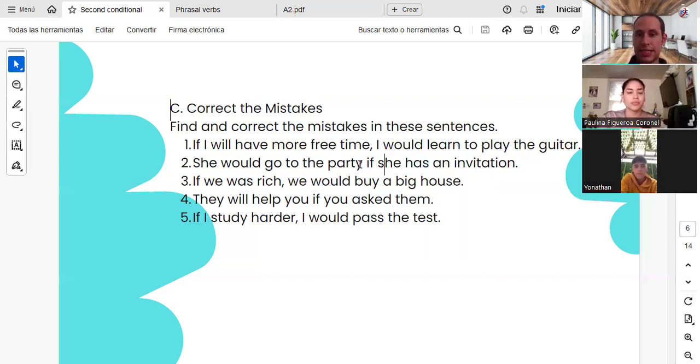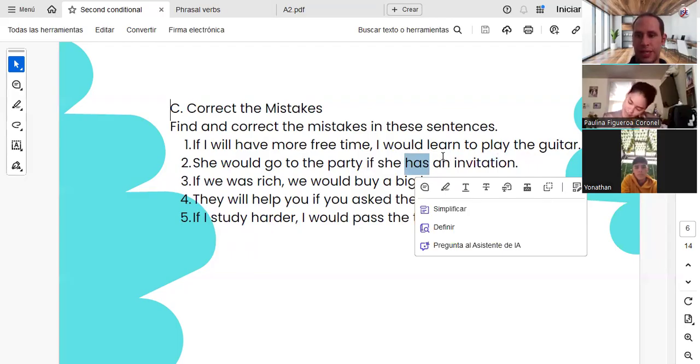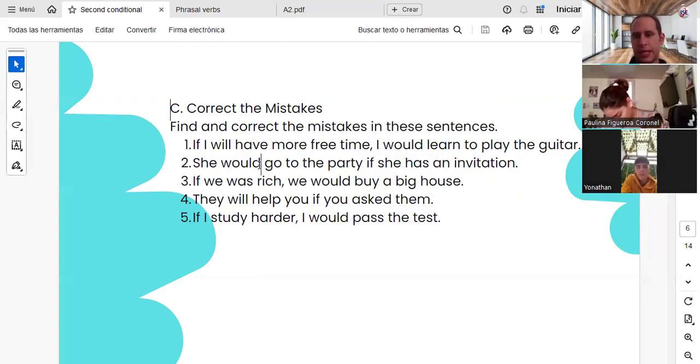Okay, notice the order is changed, right? This sentence started with the main clause. She would go to the party. This is the if clause, so we use past simple. She had an invitation. It is clear, Jonathan? Yeah. So in this case, we don't need to change the order. It is okay if you did it like this.